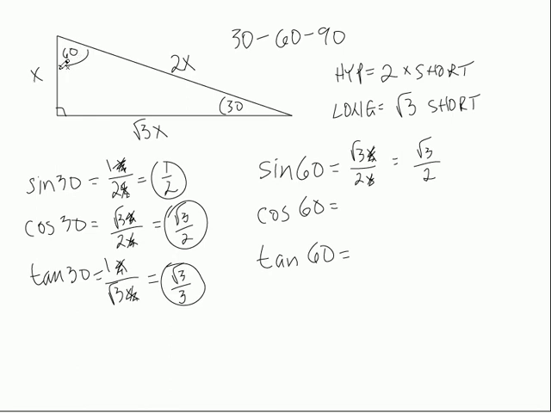Cosine of 60 is adjacent over hypotenuse. So it's x over 2x. And that cancels with that, and it's 1/2.